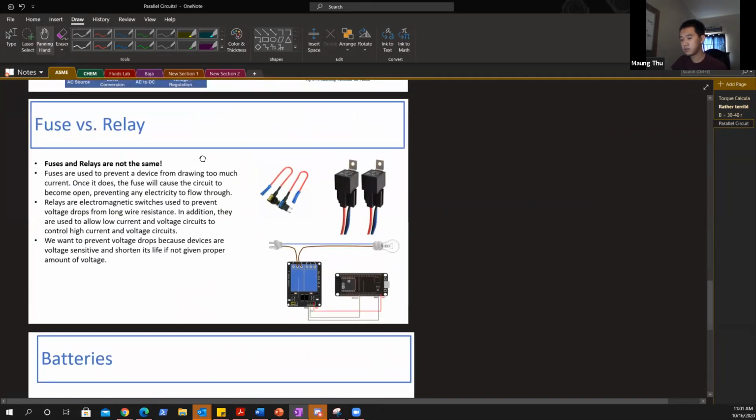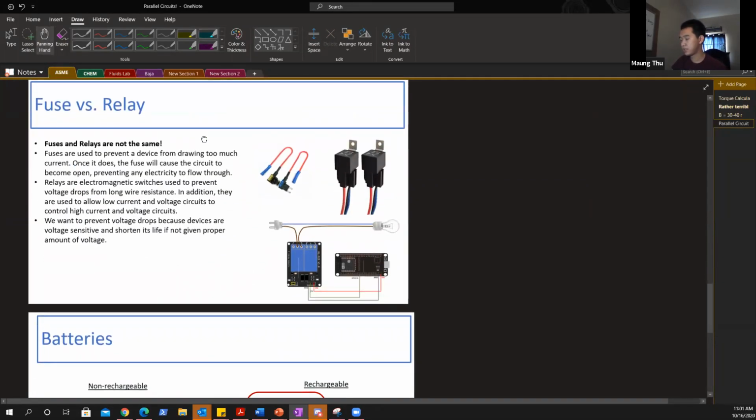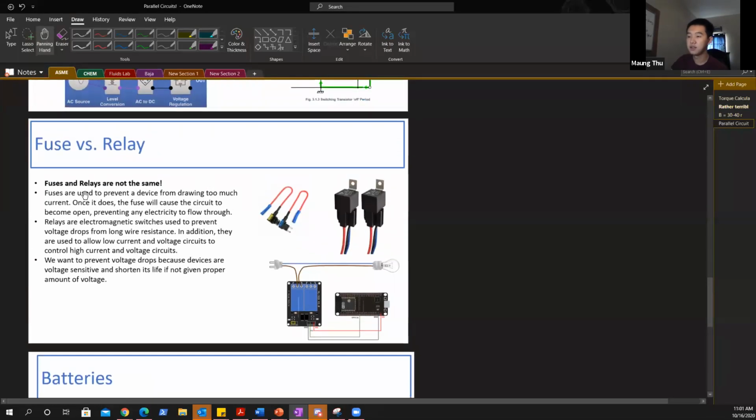And fuses and relays. Okay, I gotta go faster, I guess. Fuses and relays are essentially not the same. I want to point that out first because sometimes people get them very confused. They're not the same. In fact, they're very different.